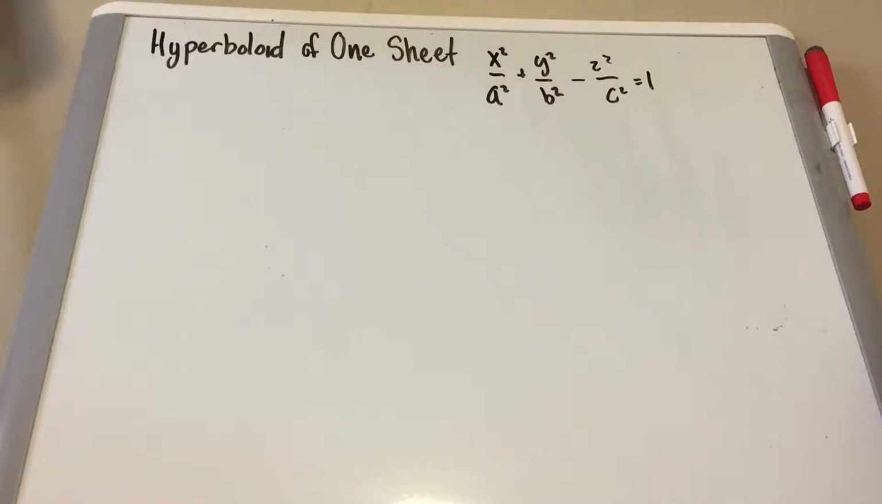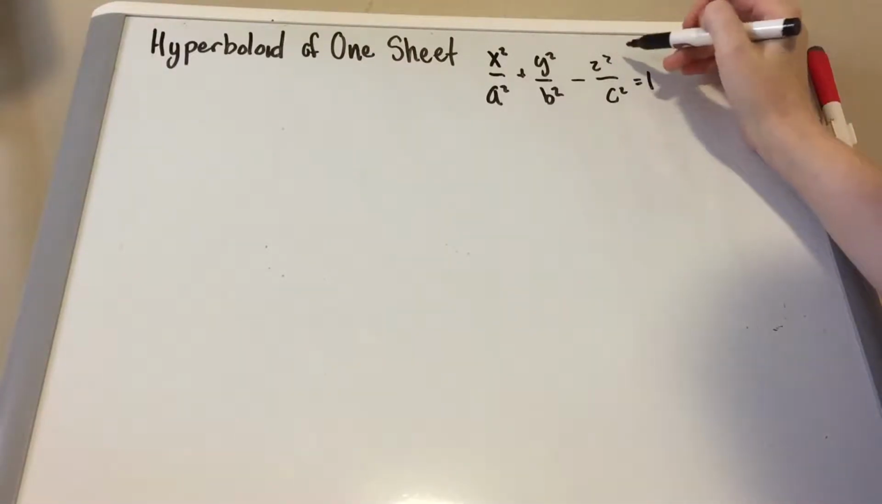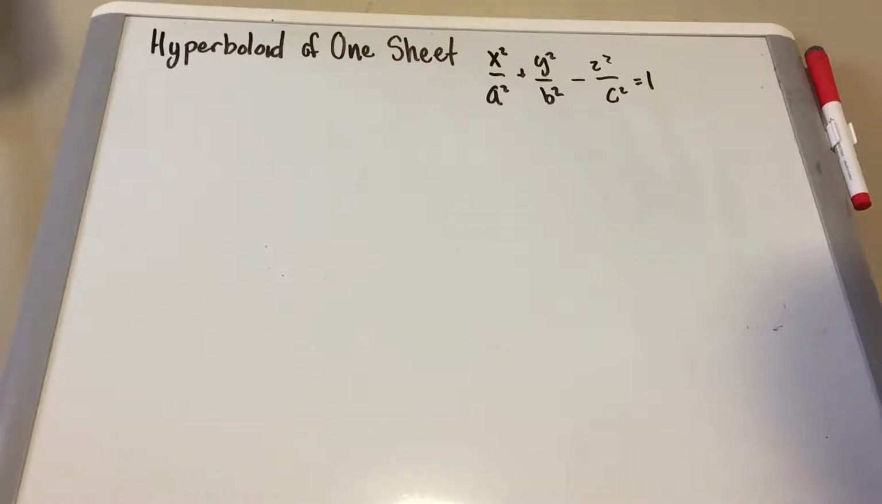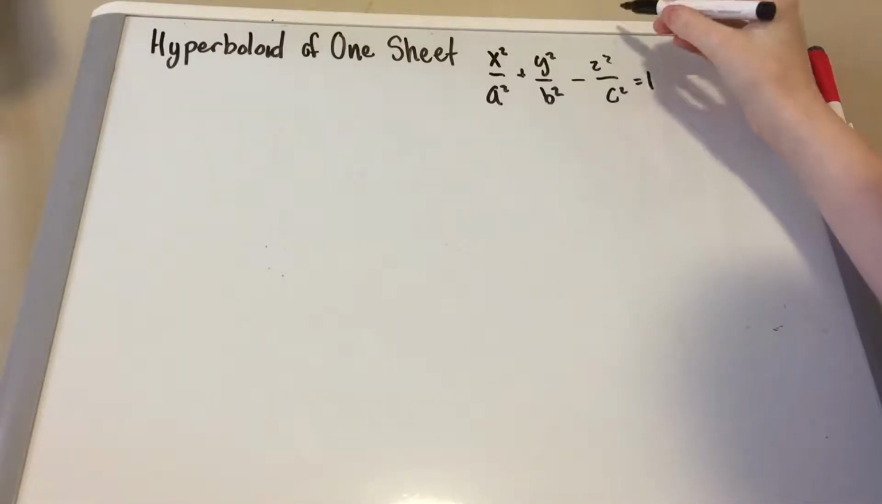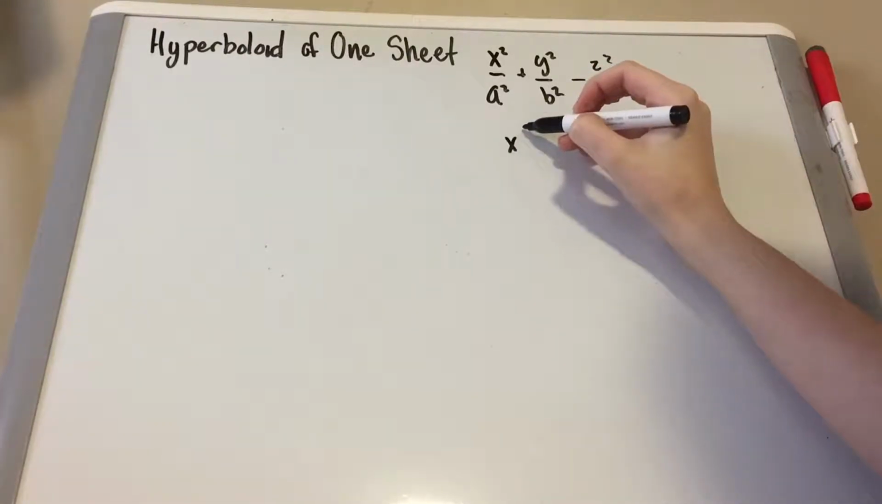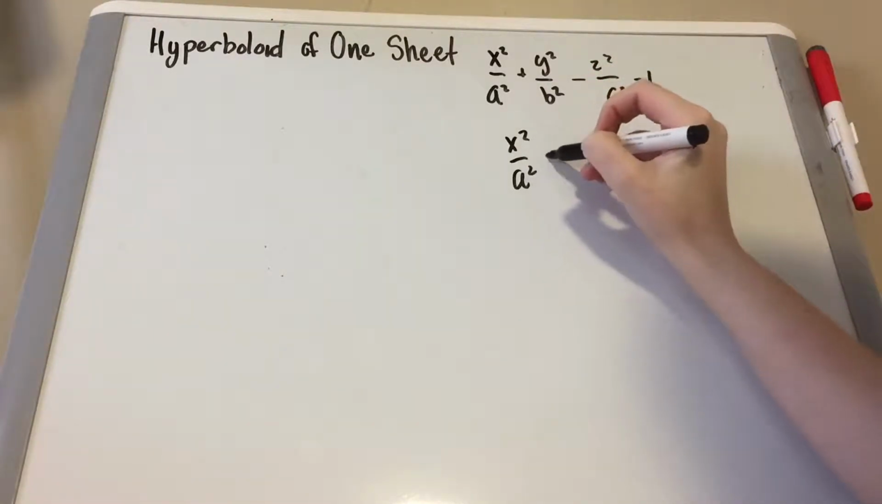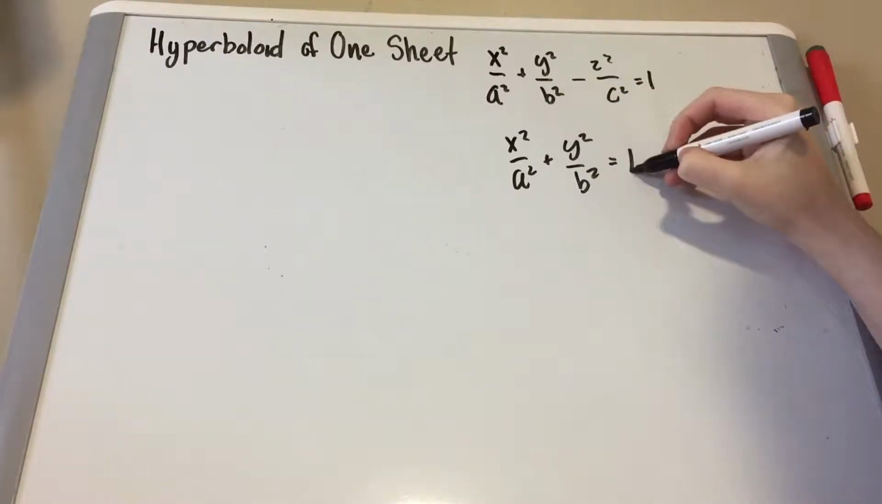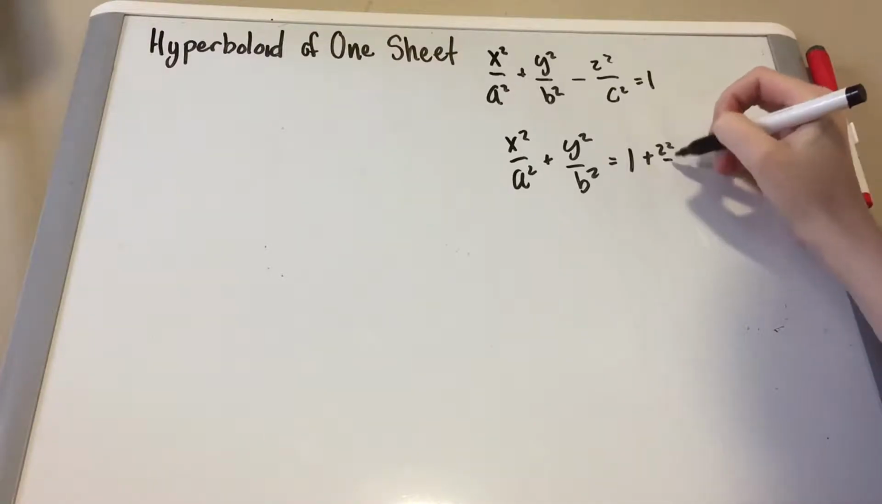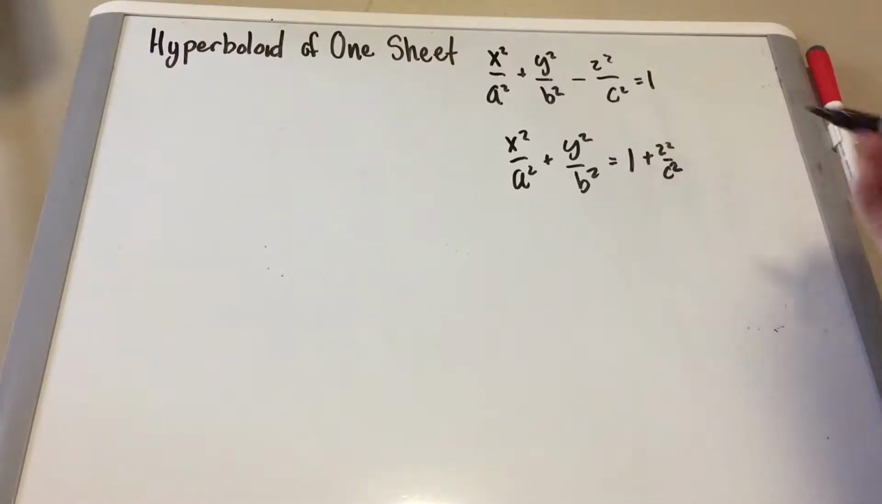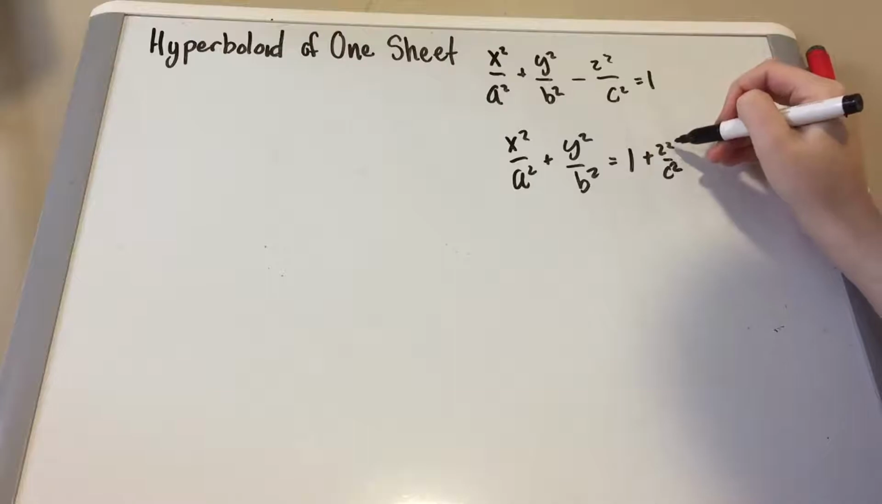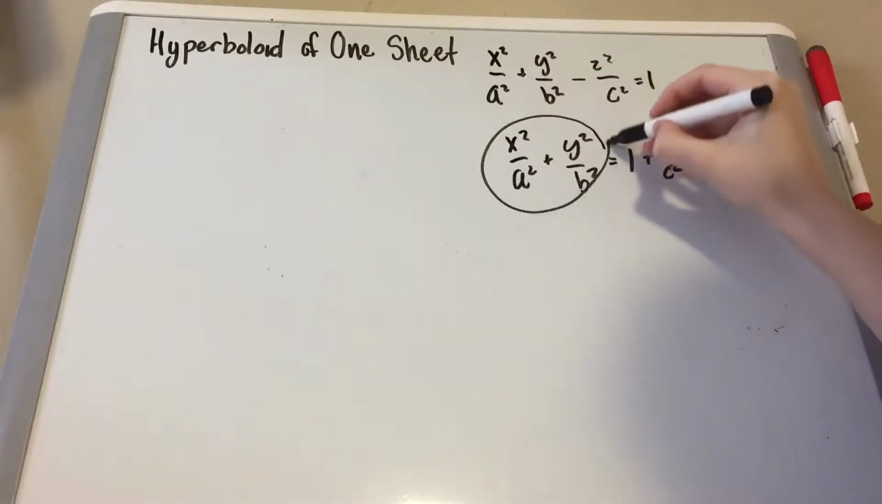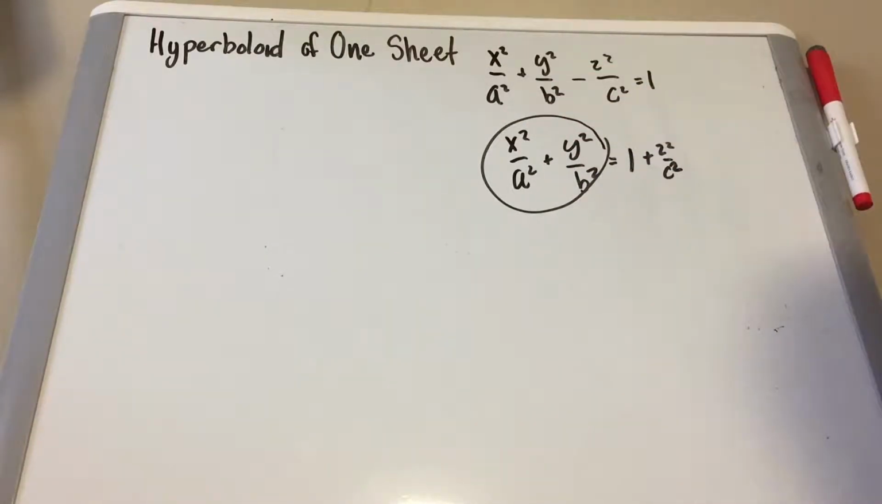So we can see how eliminating the z value as a constant gives us x squared over a squared plus y squared over b squared equals 1 plus c squared over c squared. And considering this as a constant, we can see that this is the equation of an ellipse.